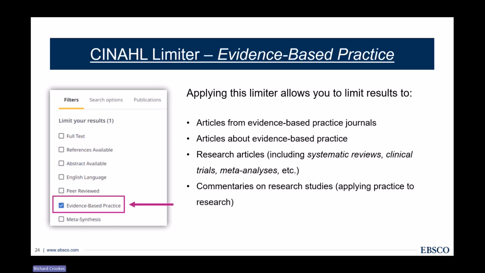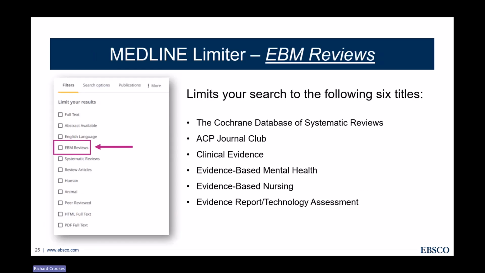So basically, this EBP limiter searches the special interest field for the value evidence-based practice within records in CINAHL. For MEDLINE, we have EBM reviews. This is a quick method to limit your search to the following 6 titles. So obviously the Cochrane database, that includes the gold standard systematic reviews. So again, when you select EBM reviews, it will pick up any Cochrane reviews, anything from the ACP Journal Club, clinical evidence, evidence-based mental health, nursing, etc. Again, it's an option that you select from the filters menu on the default landing page.